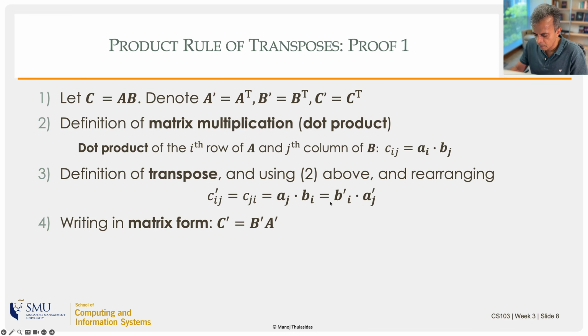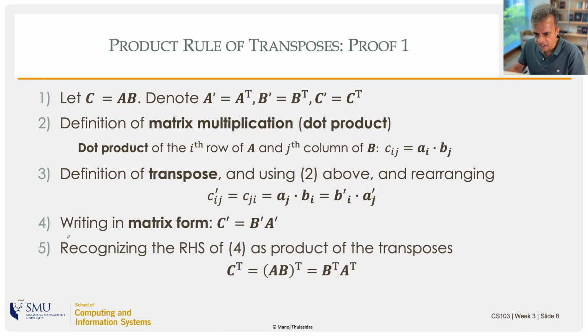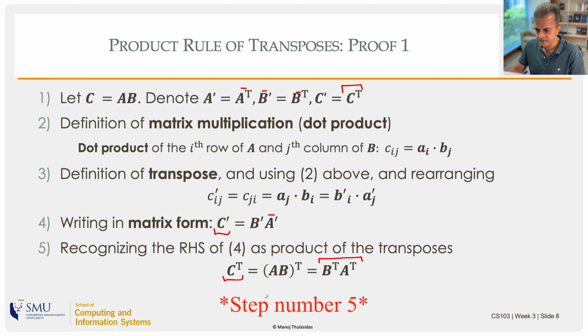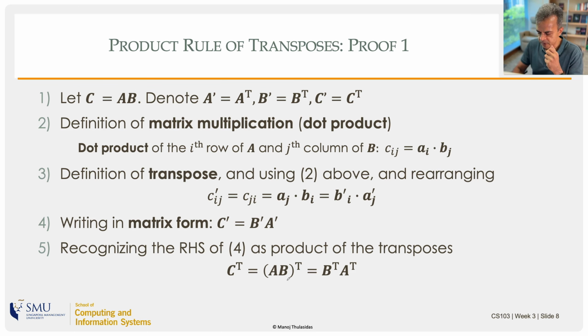So now you can look at this and rewrite it. I'm taking the ith row of B prime and the jth column of A prime, so it's B prime times A prime in the matrix form. Recognizing the right hand side in step number 4, B prime is just B transpose and A prime is just A transpose, so you can just write that. That is what the right hand side says. And C prime is just C transpose. That's what the left hand side of step number 4 says. And what is C? C is just AB, so C transpose is (AB) transpose. So that's the proof.